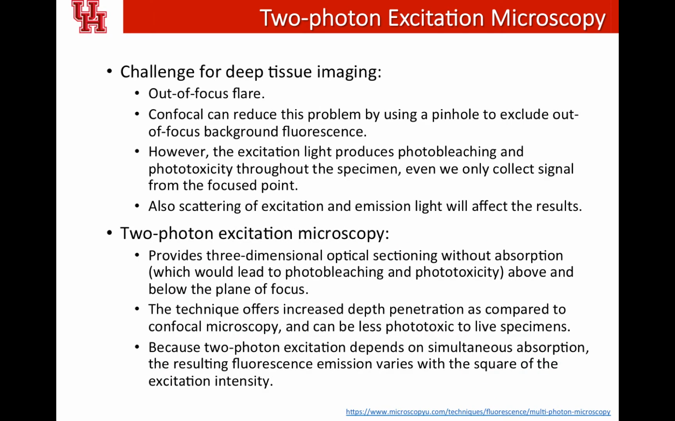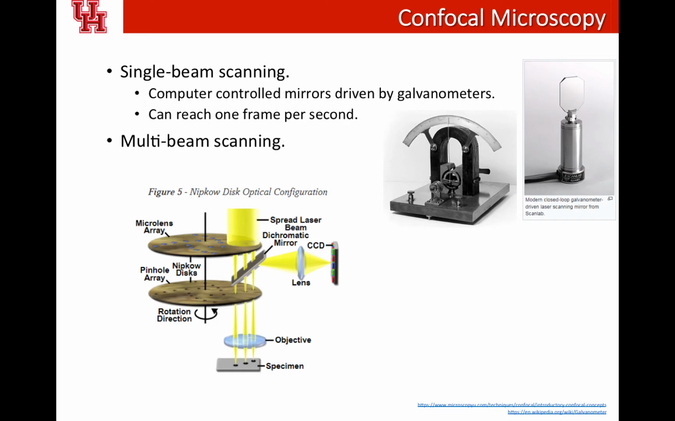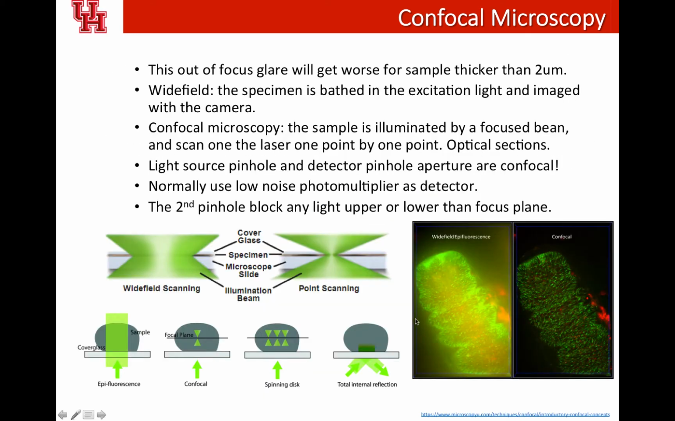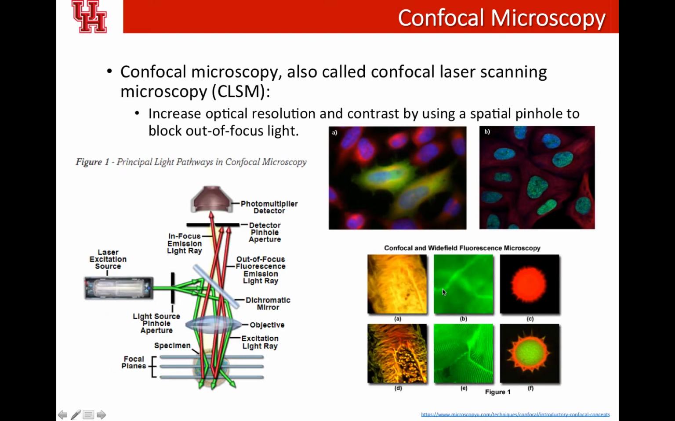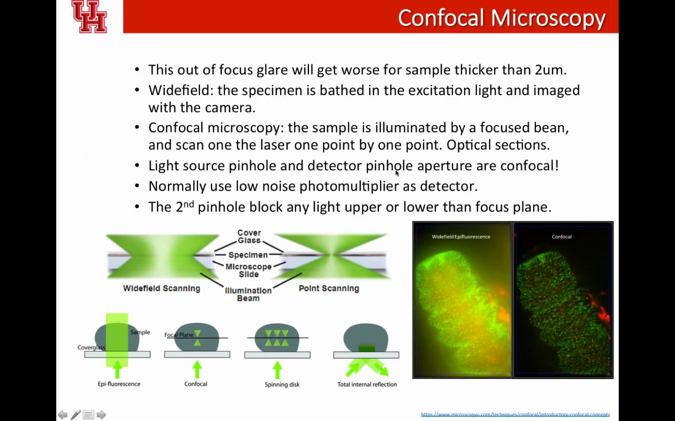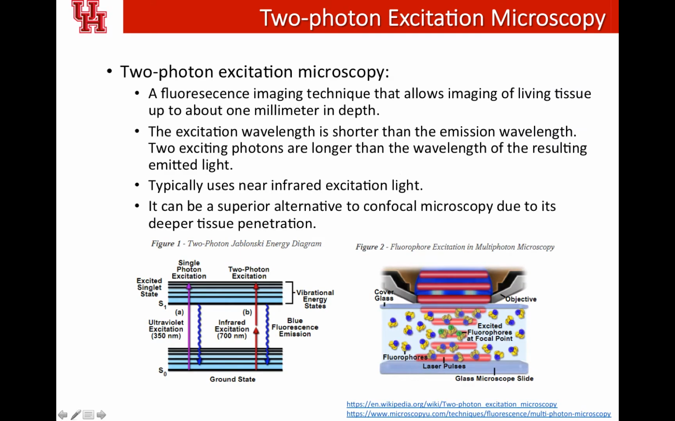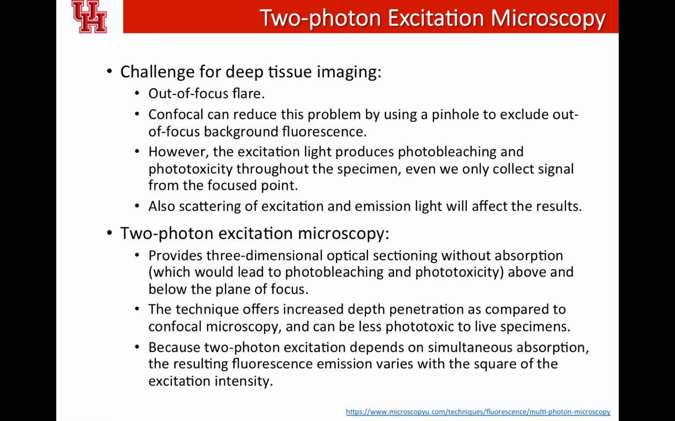Okay, so that's the challenge for going deeper. We already covered that. The out of focus flare is a challenge. We always have a really strong background for deeper tissue. With a single cell layer you already see a pretty bad signal, right? So imagine if you have a tissue with a lot of cells, and it can generate a big background of out of focus flare. That's why people use confocal, right?